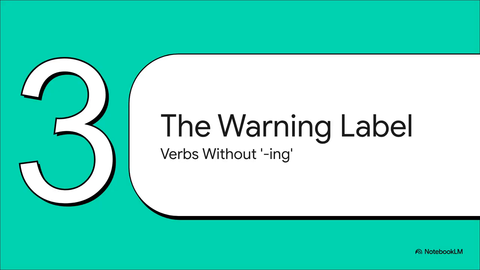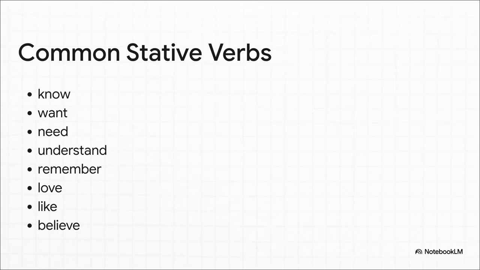Okay, now for a very, very important heads up. A warning label, if you will. Because while this ing form is awesome, there's a whole group of verbs that just don't like it. And this is where a lot of learners trip up, so let's clear this up right now. These guys are called stative verbs. It's a fancy name, but all it means is they describe a state, not an action, right? You don't do knowing something, you just know it. You don't do wanting, you just want it. They describe a condition, so they usually just stay simple.